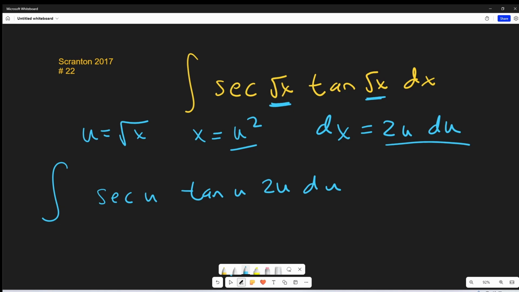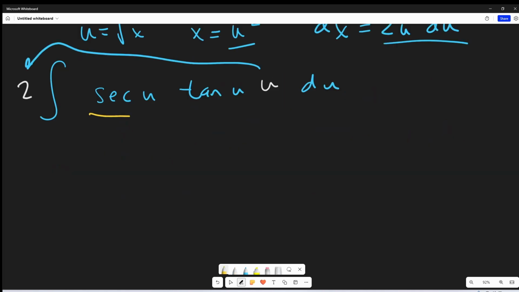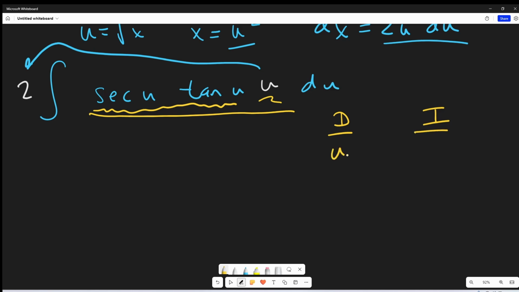I think what I'm going to do is take this 2 and bring it out front of the integral. So let me clean that up a little bit. Let's draw in a 2 right here, and let's make it pretty this way. And now at this point, I think this integral is in good shape for integration by parts. Like I mentioned earlier, we know how to integrate this thing with no problem, and u is going to be nice to differentiate. So I'm going to set up my table for integration by parts, tabular integration with the DI method. I'm going to differentiate my u, and we'll integrate secant u tan u.